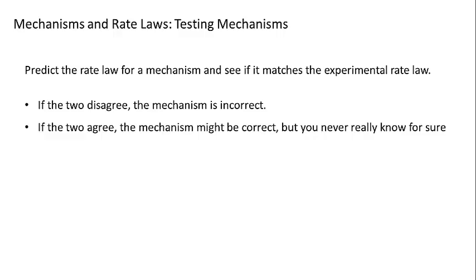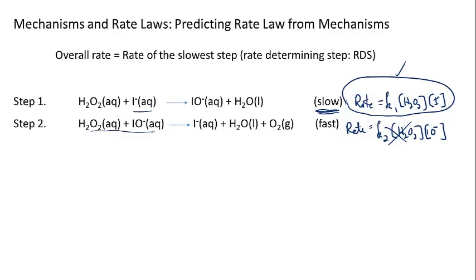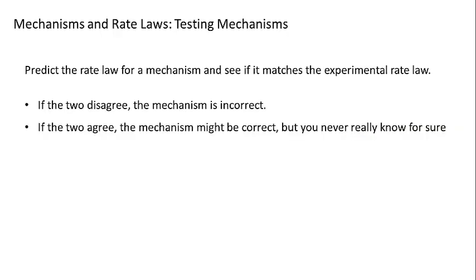The way it works in terms of how this is really used is you propose mechanisms. Once you have a mechanism proposed, you do what we just did here, and you say, okay, if that's the mechanism, this is what the rate law will be. And then you compare that rate law to the experimentally determined rate law, which we talked about in the previous sections. If the two agree, the mechanism you proposed might be right. It might not be right, but it might be right. If the two disagree, the mechanism you proposed is definitely not right. You never really can prove a mechanism for sure. You can just build up lots of evidence so that you're pretty sure.